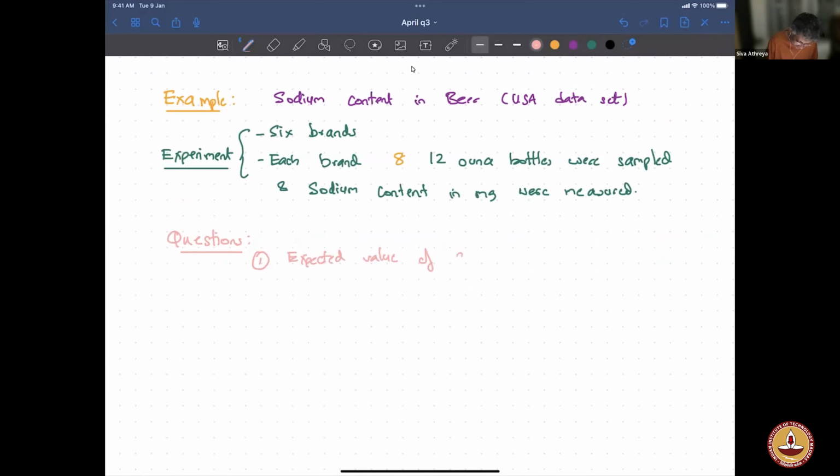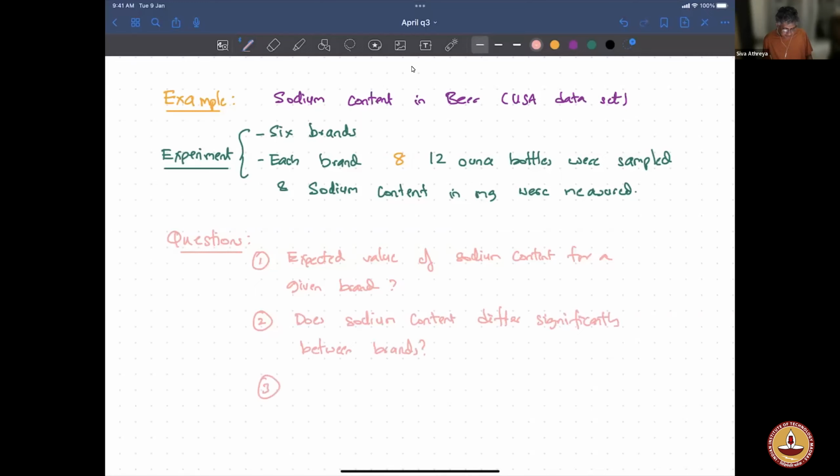That's one thing one has to understand. Then the next thing, like we discussed last time for the buttermilk and calcium, same idea: does sodium content differ significantly between brands? That's the question to ask.